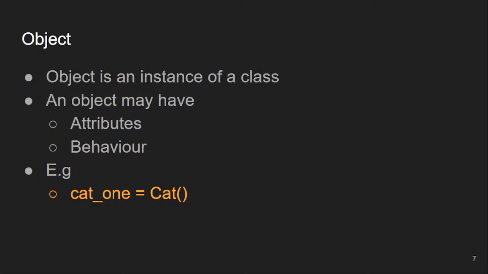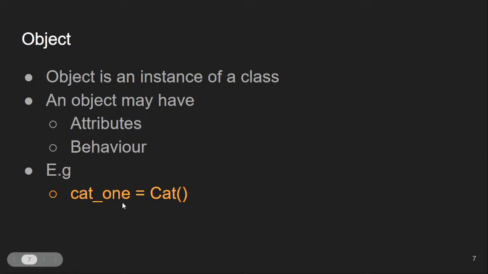So one instance of a class is called an object, or you can think of them as examples of a class. Your objects can have attributes and behavior. Attributes here refer to properties and behavior refers to functions or methods. So when you're creating an object, you create it like this.